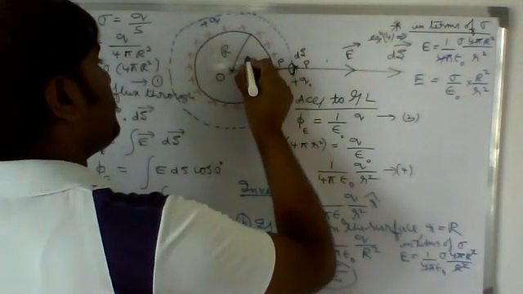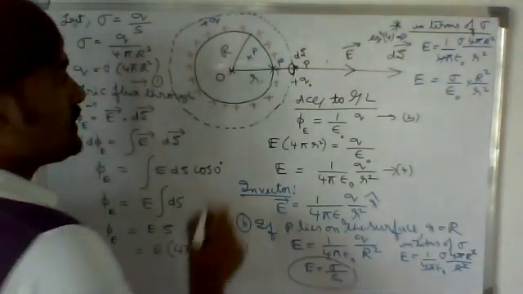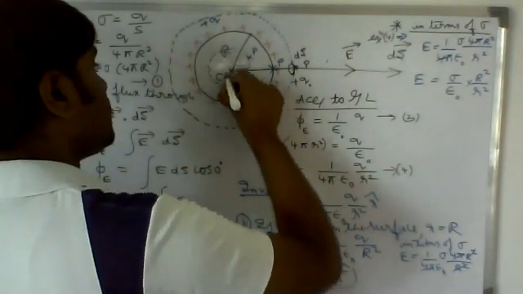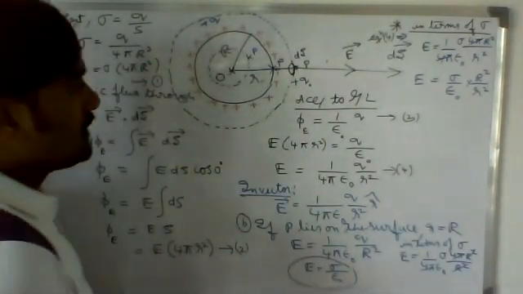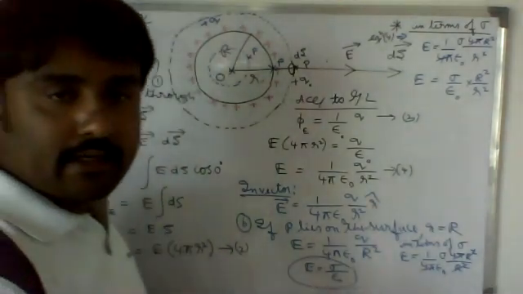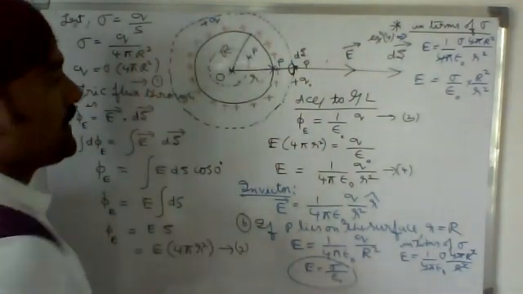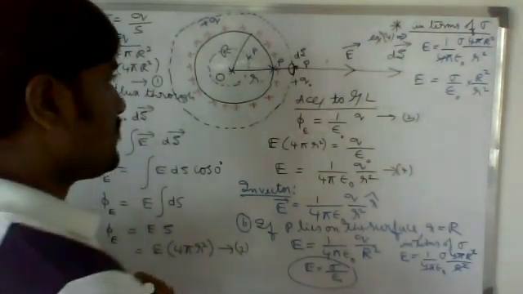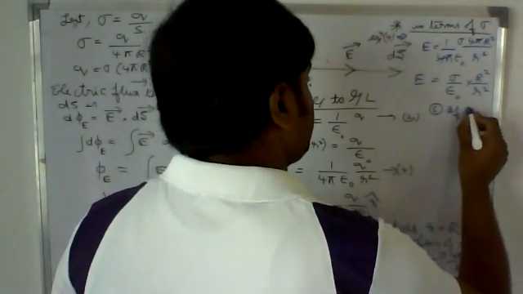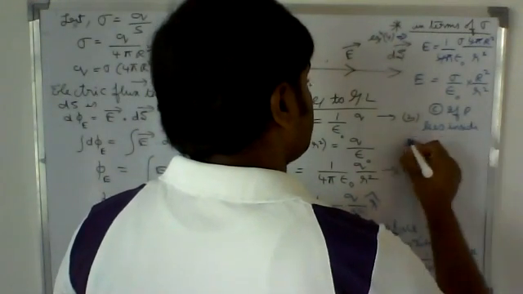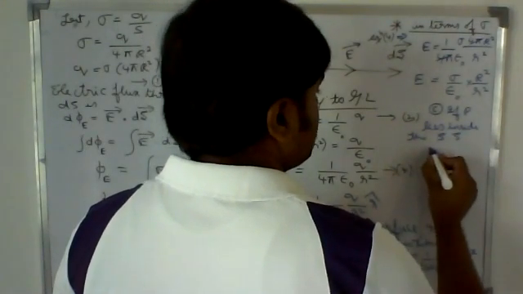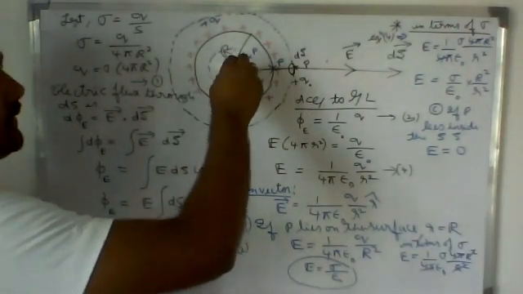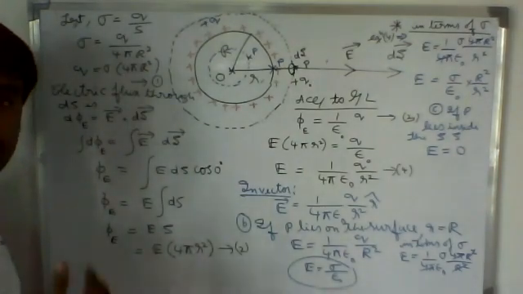Okay, suppose the observation point P lies inside the spherical shell. Now we can choose the Gaussian sphere. Actually, this Gaussian sphere encloses zero charge. If the charge Q is 0, what is the value of electric field? Electric field is 0. That means the electric field inside the uniformly charged thin spherical shell is 0. This is also very important. This is case number C. If P lies inside the spherical shell, the electric field strength is 0. So the electric field inside the uniformly charged thin spherical shell is equal to 0.